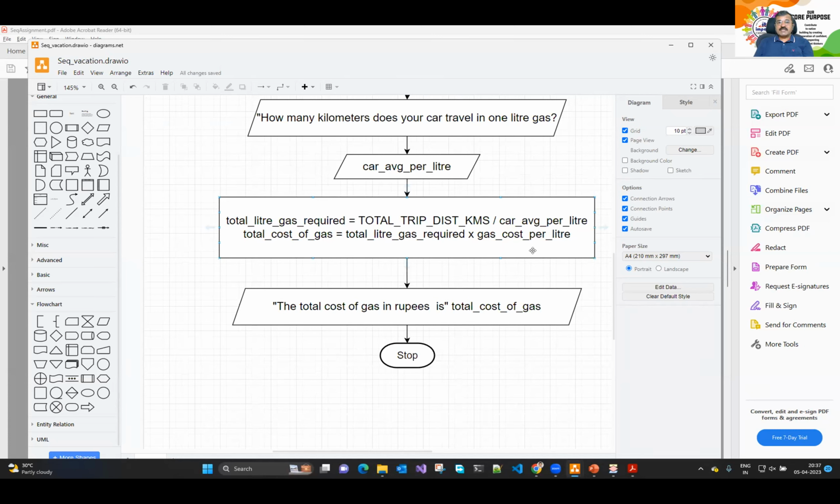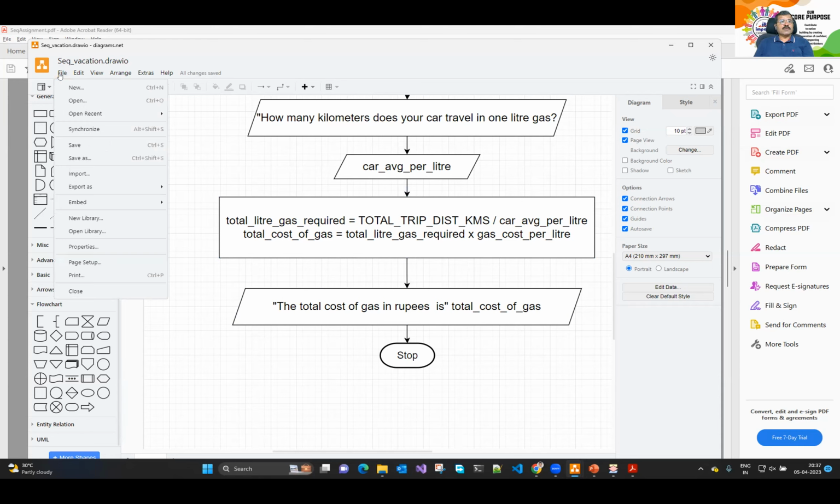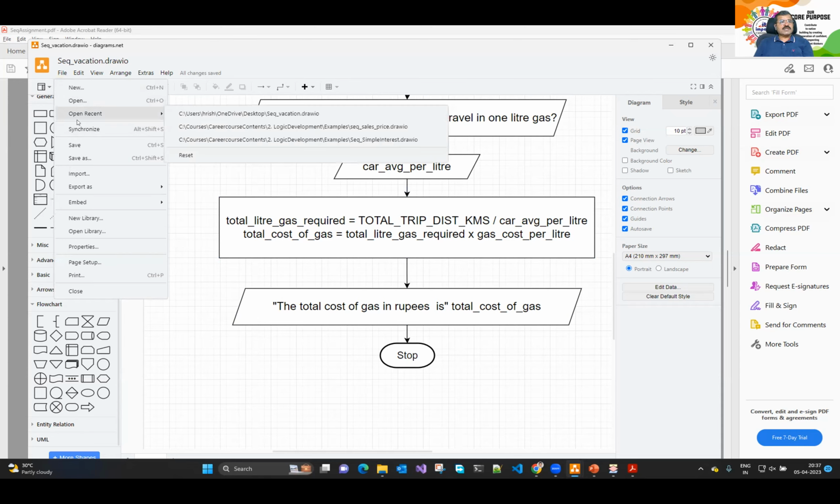Once the gas required is known, it was multiplied by the cost of the gas per liter to find the total gas cost. And then the results were displayed. So that was a perfect solution to come up with. So we just improvised on that solution.